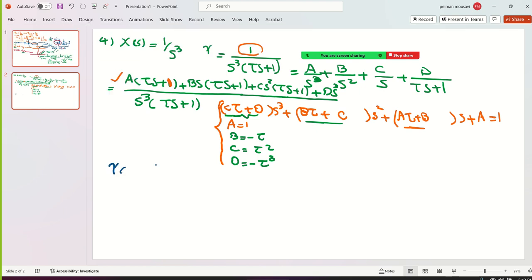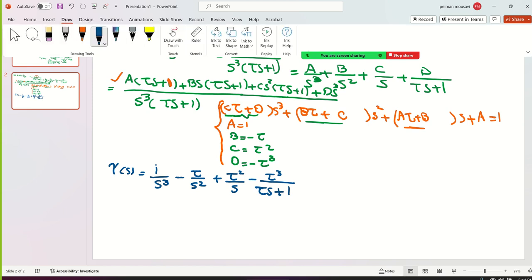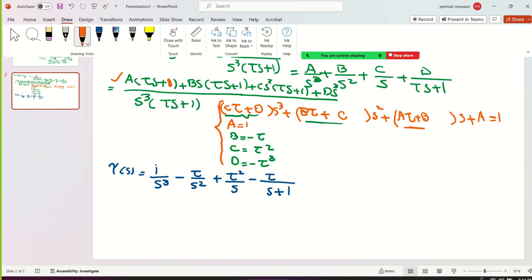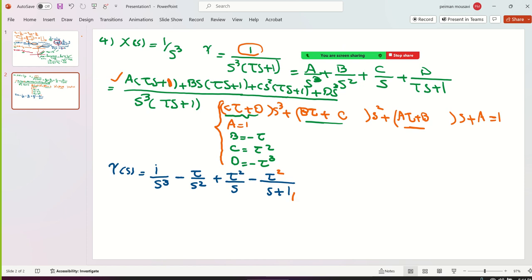you get y in the s domain equals 1 over s cubed minus tau over s squared plus tau squared over s minus tau cube over tau s plus 1. And you know that, as we did in the previous cases, I can rewrite this. I can remove one of these from here. I'm going to say square, and this is going to be 1 over tau. Clear, everybody? Yes?